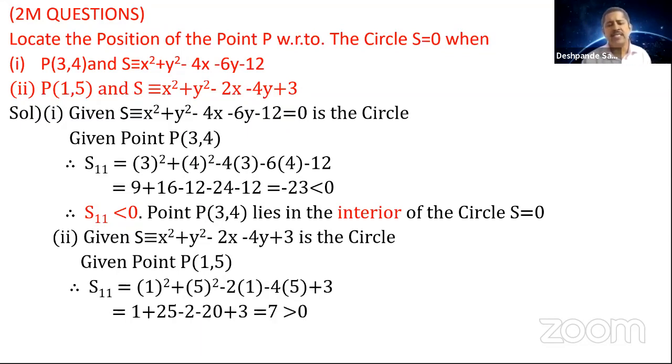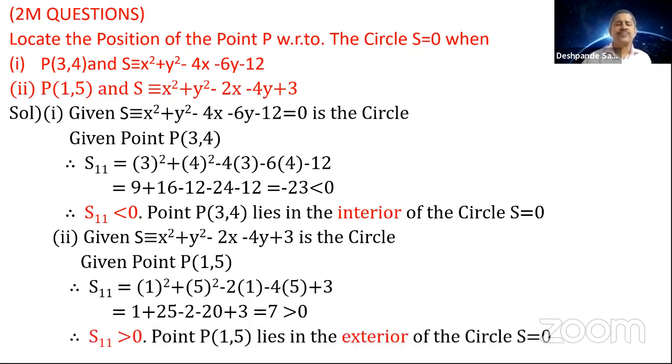The value, is it greater than 0 or less than 0? It is greater than 0 because it is positive. So once it is positive, where is the point lying in? Is it inside, interior, or on the circumference, or exterior? You see that whenever you got S11 is greater than 0, the point is in the exterior of the circle. So if you got less than 0, it is interior. If you got greater than 0, it is exterior. So this can be asked as a 2 marks question.